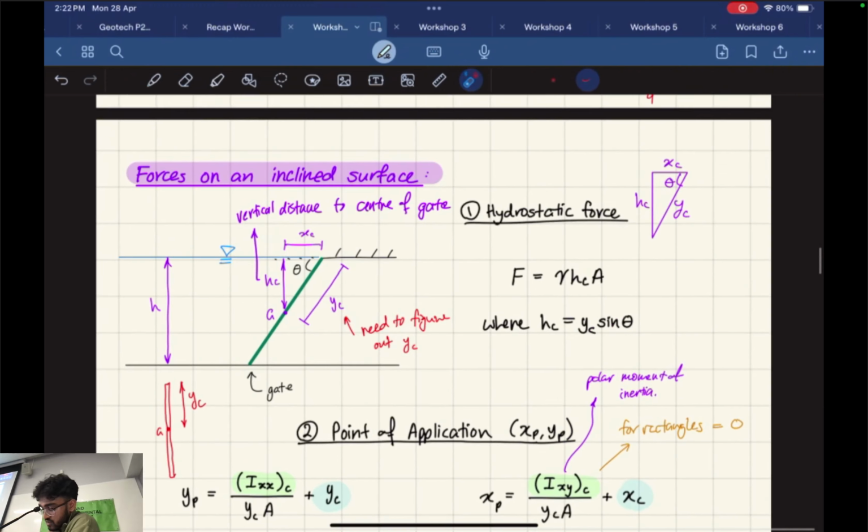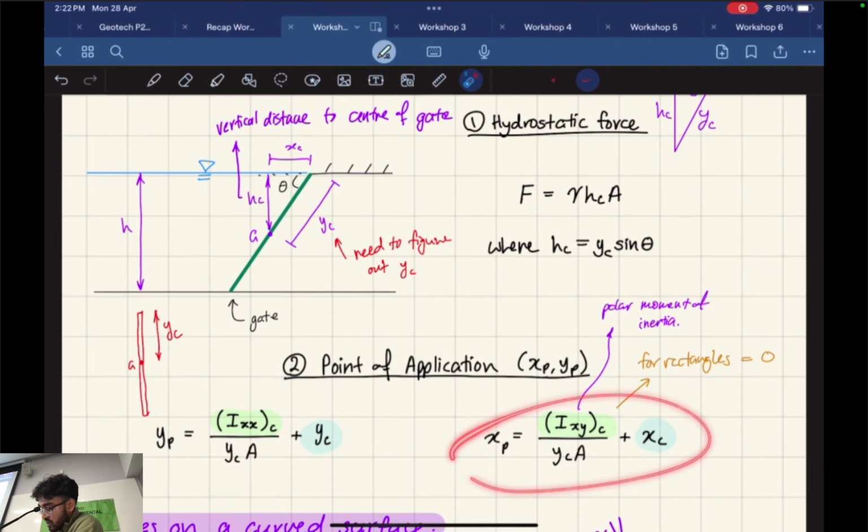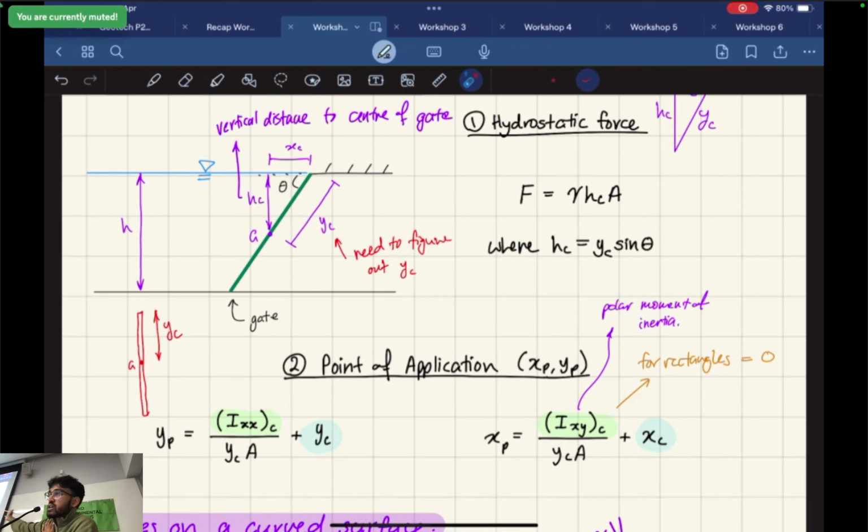Your point of application formulas change very slightly. YC actually stays the same, but for your XP, instead of having IXX, it's going to be IXY, which relates to the polar moment of inertia. In most cases, it's 0. If you have a full circle, an ellipse, a rectangle, or a square, it's going to be 0. The only time it changes is if you have a triangle, which I hope you don't see in your finals.